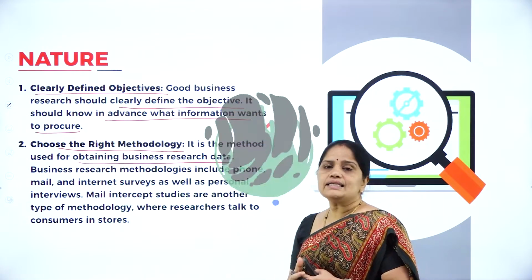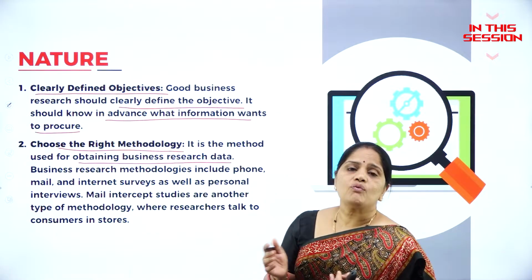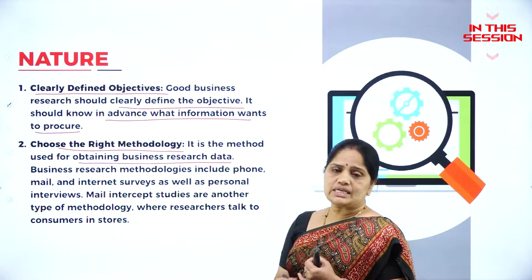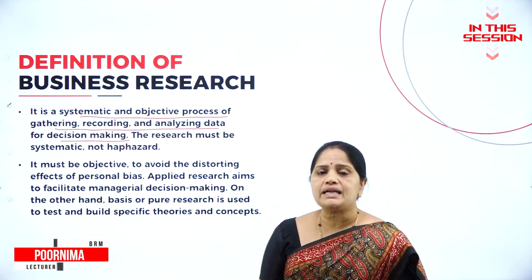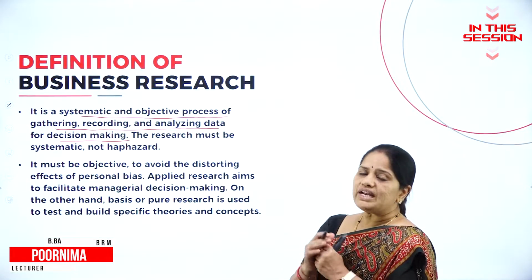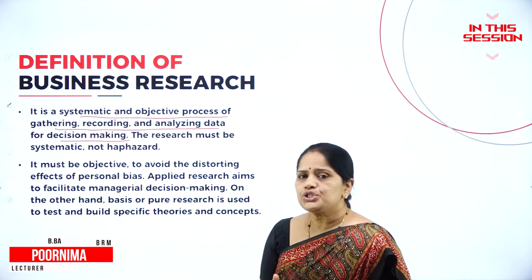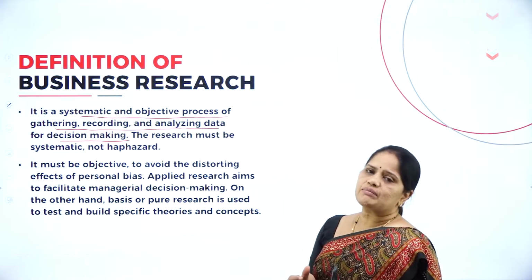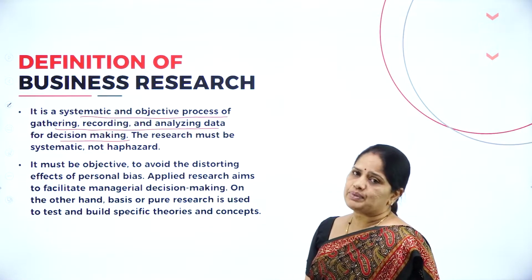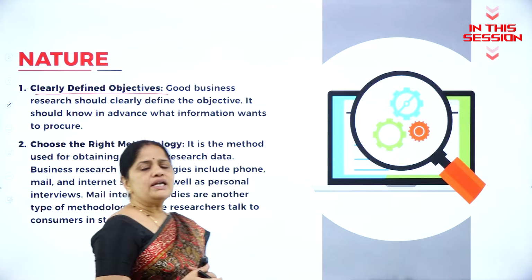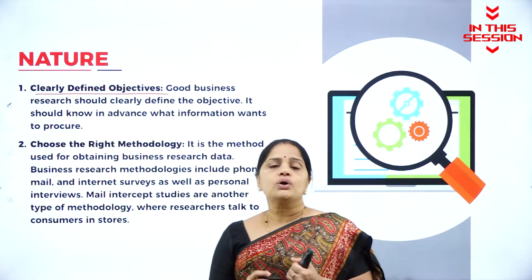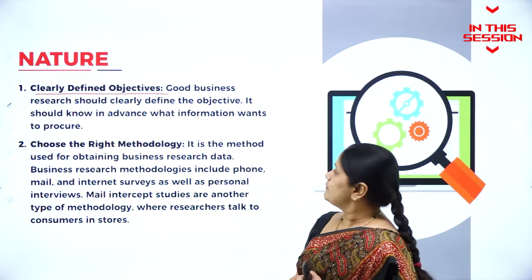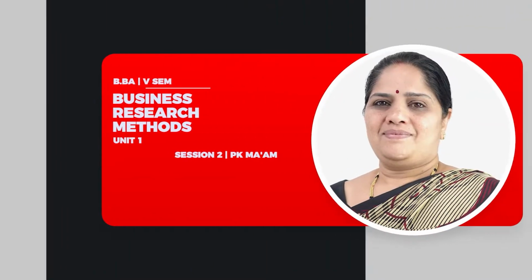When we are collecting the information, we should know what type of method we are using to collect the information. The research must be systematic and not haphazard. So, whenever you are conducting research, it should be done in a systematic manner and not in a haphazard manner. When we are undertaking research, the first thing is we should know clearly what is the objective of the research.